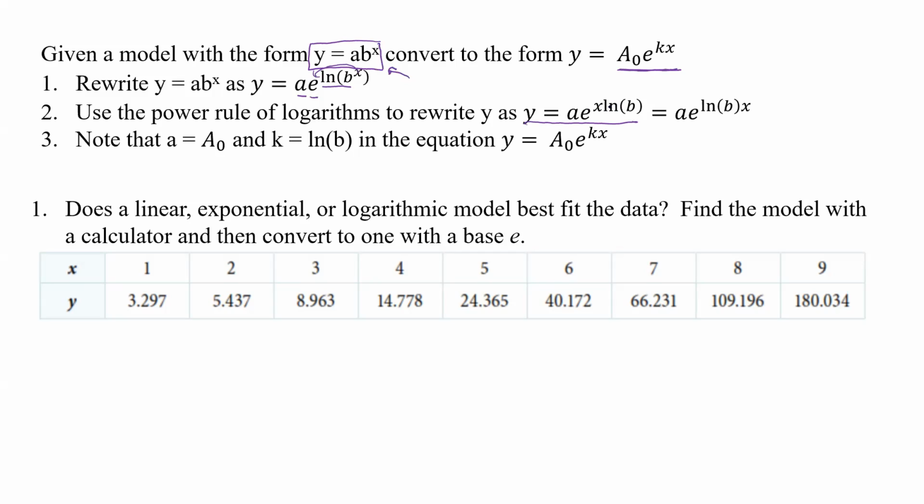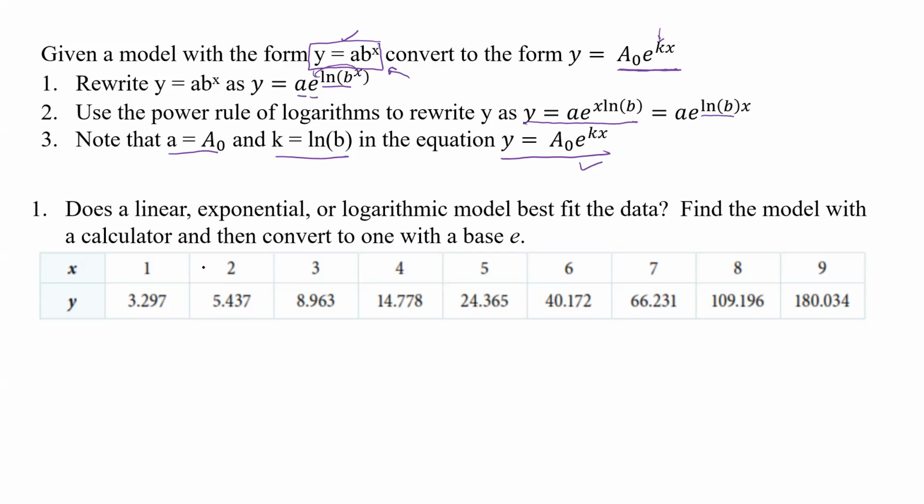Now we can write this as ln of b times x, or x times ln of b, either way. And then if we switch it to the latter, ln of b is equal to what? Well, that's equal to k. And then a naught and a, well, those look to be the same. And so saying a equals a naught and k equals ln of b, we can go from what the calculator gives us to what we need it to be looking like here.